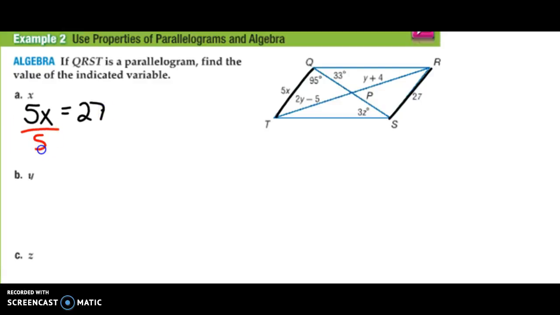Divide both sides by 5, and I find that x is going to be the value 5.4.